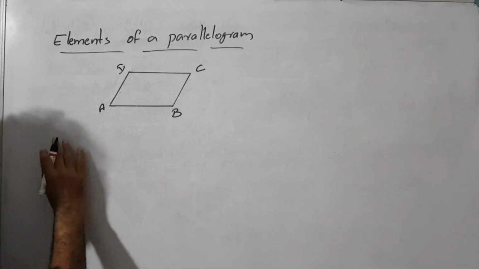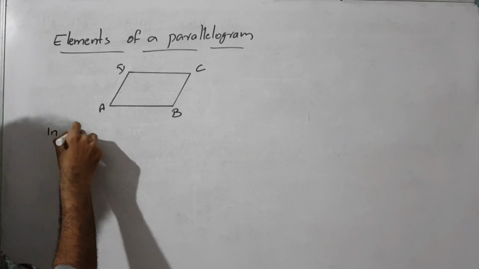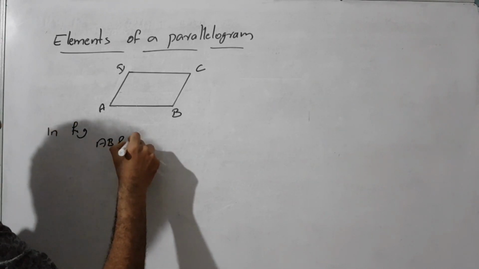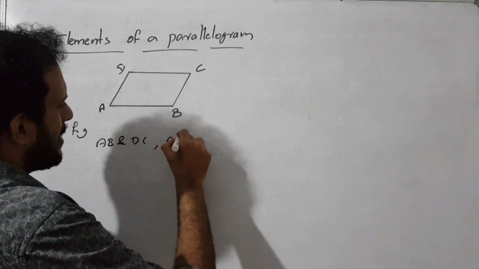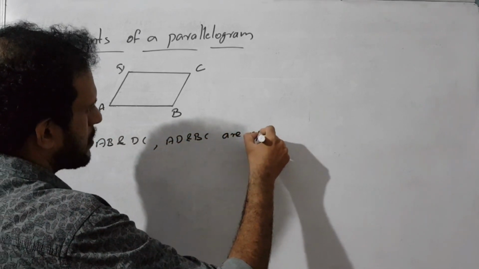Okay, then we categorize them like this. In this figure, AB and DC, AD and BC are opposite sides.